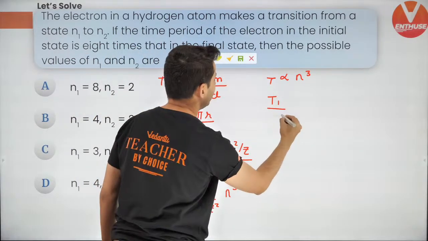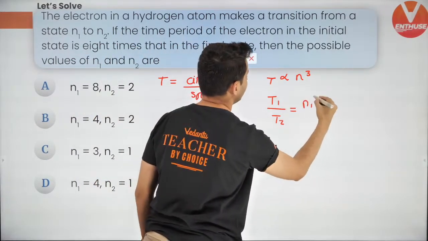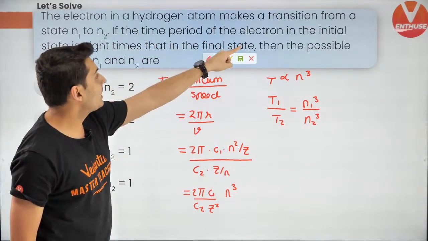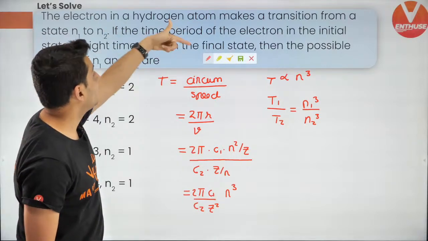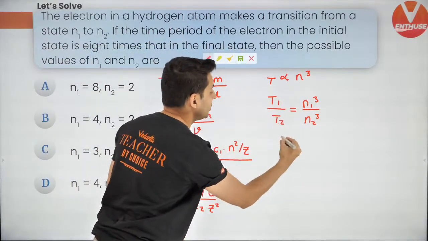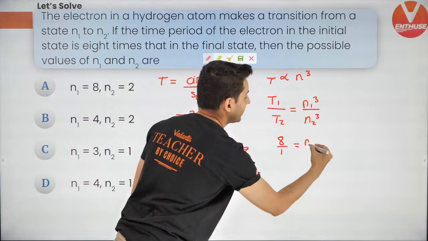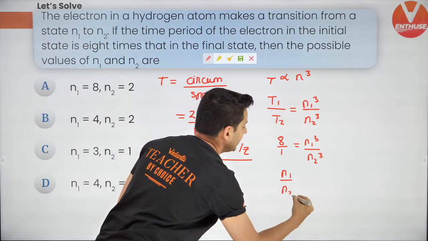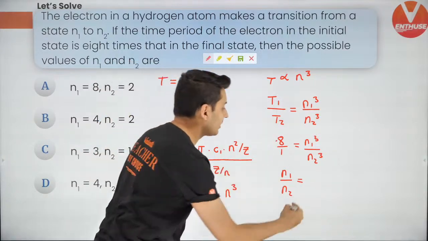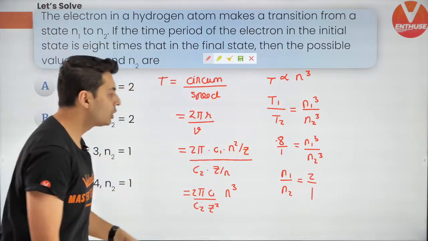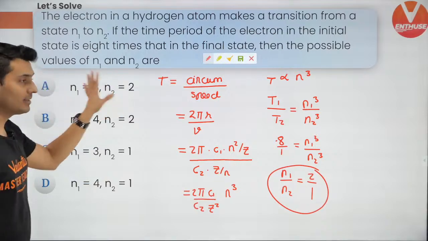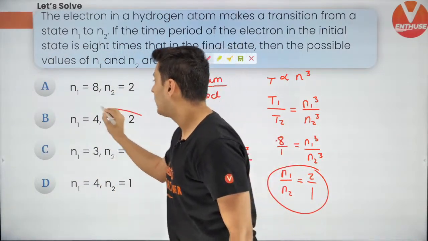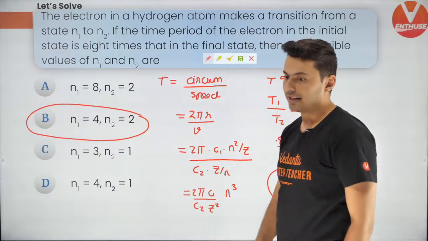Then the possible values t1 by t2 will be n1 cube divided by n2 cube. Now it is clearly mentioned the time period in the initial state is 8 times the final state, so this ratio is 8 by 1. That's what they are claiming. So that means, think about it, n1 by n2, what should it be equal to? Cube root of 8, 2. It should be 2 is to 1. So check which of the options has the ratio 2:1. No, this is not 2:1. This is 2:1. Do you see that? So that is the correct answer.